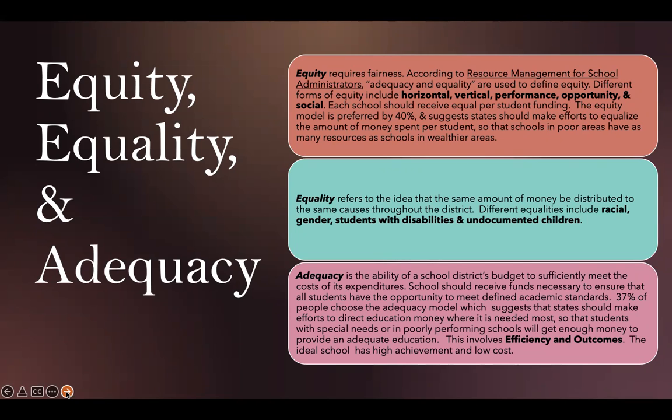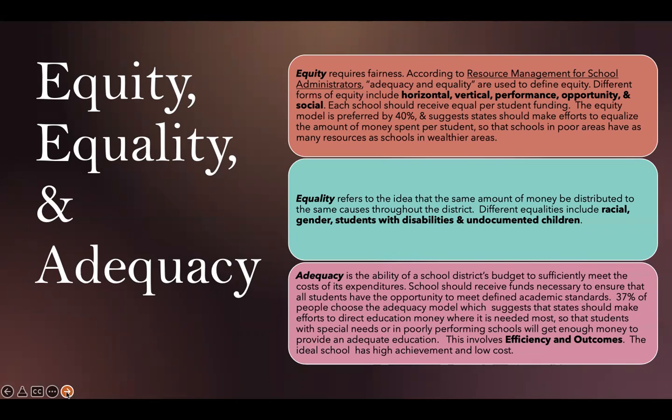Equality refers to the idea that the same amount of money is to be distributed to the same causes throughout the district. Those different equalities include racial, gender, students with disabilities, and undocumented children. So what we're saying here is that everyone should have the same amount of money, regardless of what area they're in.